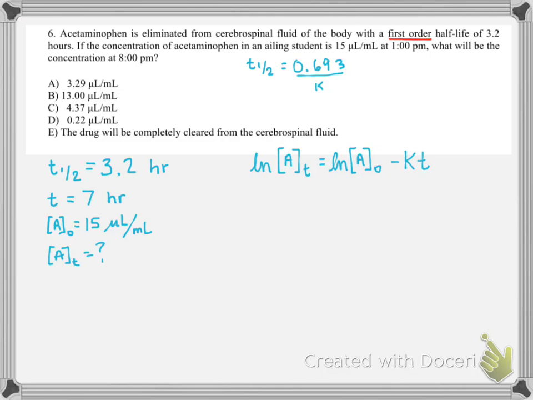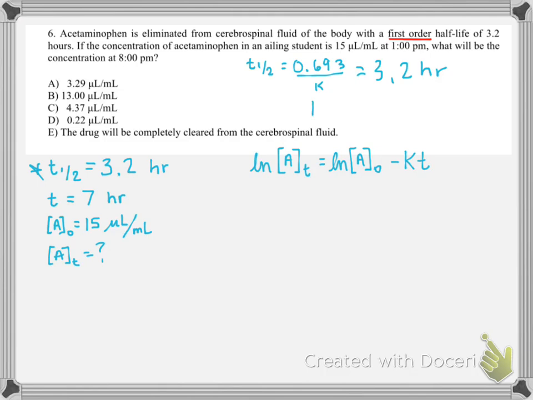So if we look here at the left where I've put all of the data, we know T, we know A naught, we're trying to find AT, so we need to have our K value. And our link to K is going to be this T1/2. So we'll call our half-life up here 3.2 hours and solve for K.